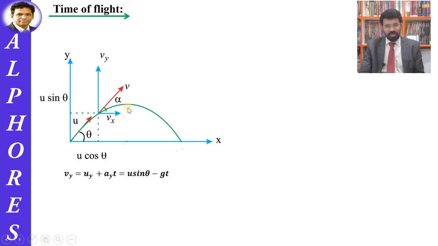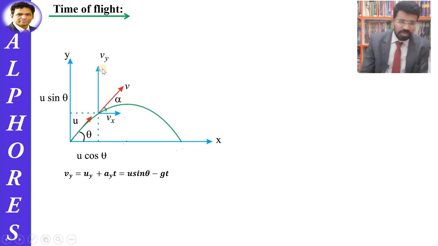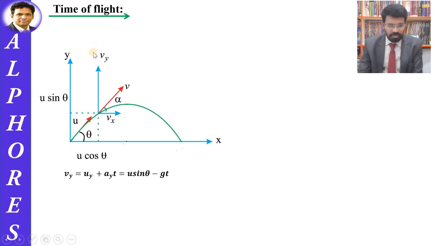At maximum height, if we want to find out the vertical distance covered by the body, what are you going to make use of? You are going to make use of this vy, the vertical component of velocity. See, after a time t, the vertical component of velocity vy is expressed as vy is equal to uy plus a t.